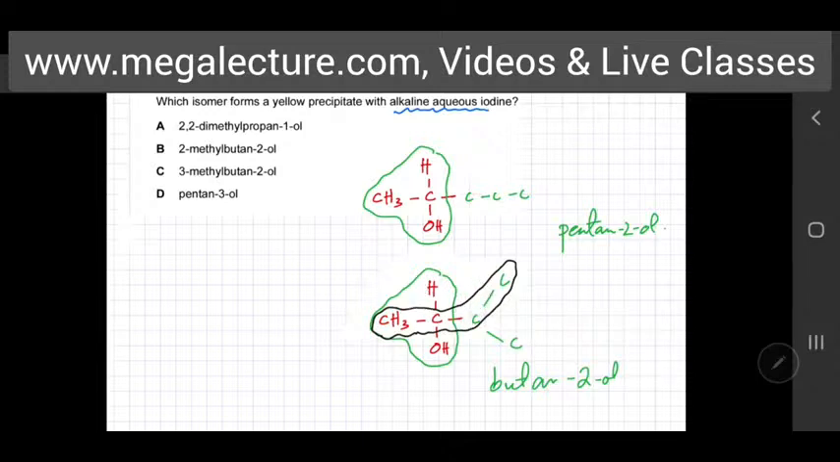You're going to count from the side that gives the OH the smaller number, because OH has a higher precedence. So I'm going to count from this side. So this is butane 2-ol, and on the third one there's a methyl. You've got a carbon branch, 1 carbon branch on the third one. So it's going to be 3-methyl butane 2-ol. So option C is the correct option.